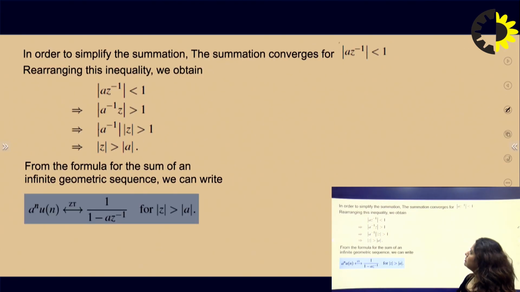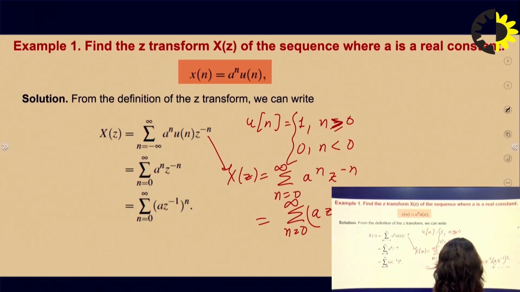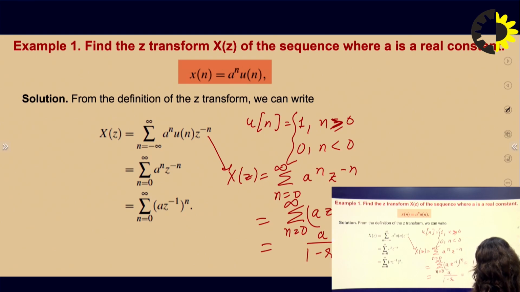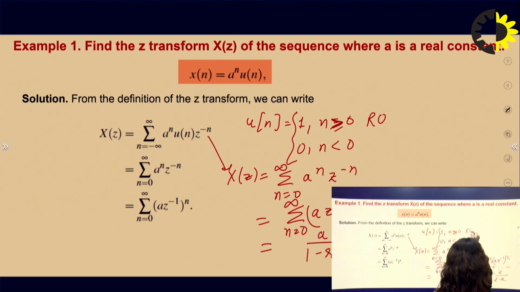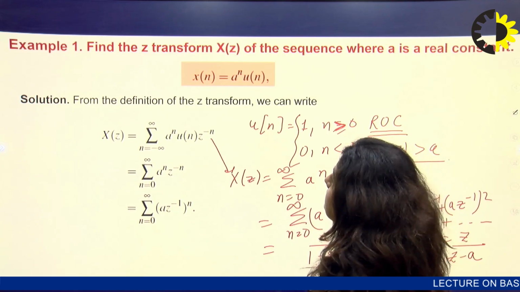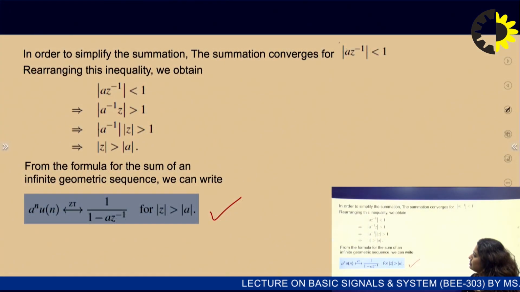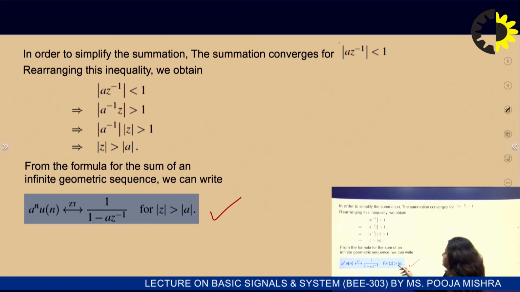The summation converges for |a z^(-1)| less than 1, or we can say |z| greater than |a|. When you see this relationship, this is a geometric progression, with first term over 1 minus r being the sum of this series. So this is 1 upon 1 minus a z^(-1), or z upon z minus a. The ROC is basically |z| greater than |a| for this particular right-sided sequence. So a^n u(n) has the Z transform 1 upon 1 minus a z^(-1), and the ROC is |z| greater than |a|.